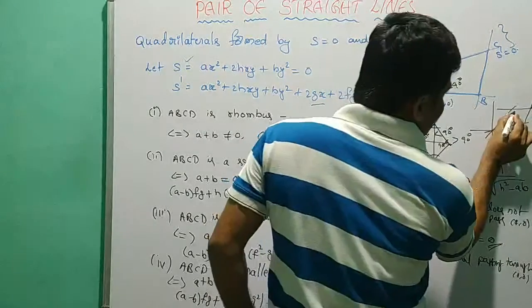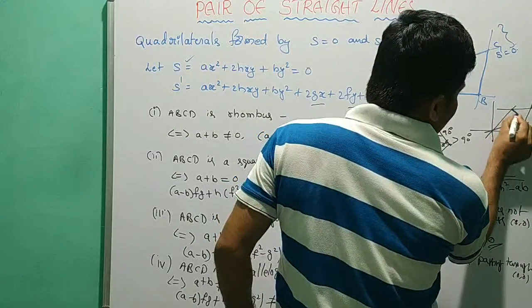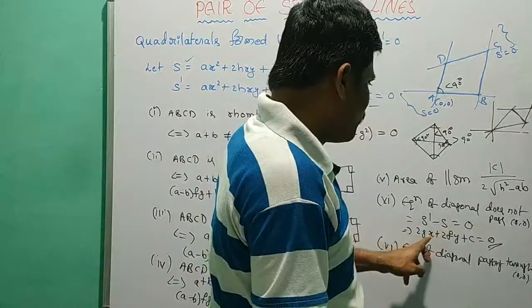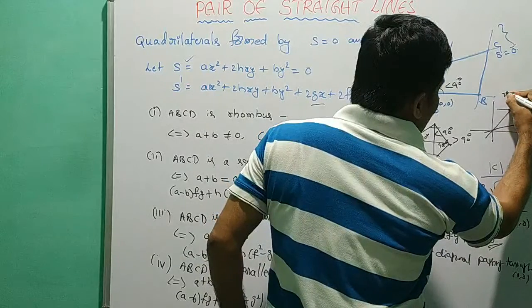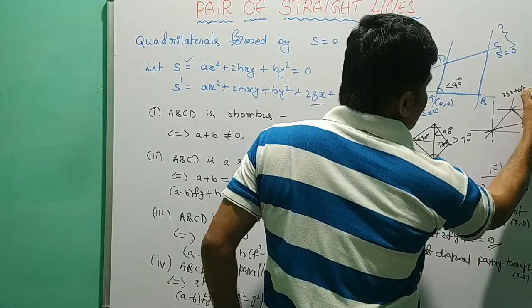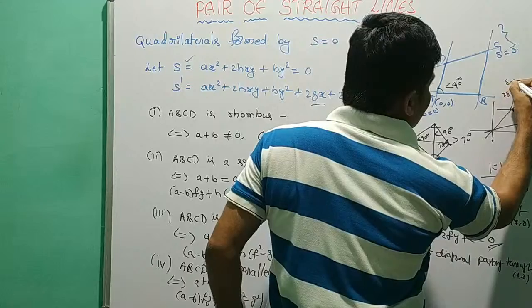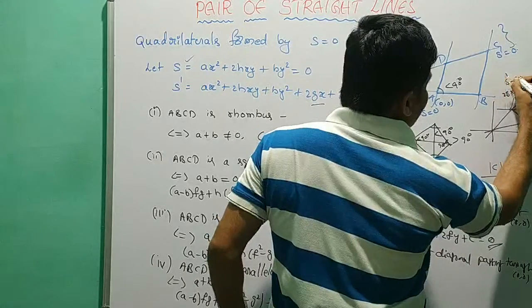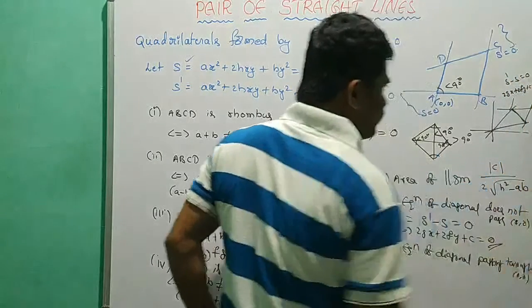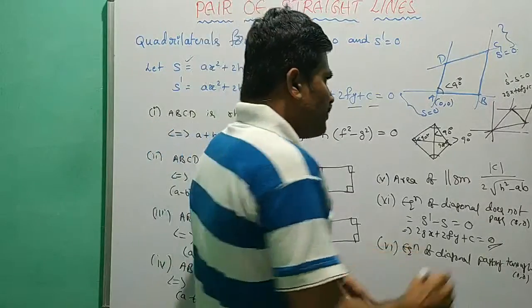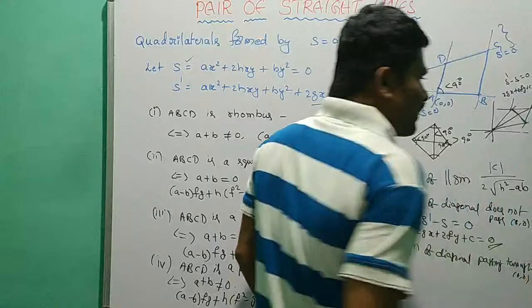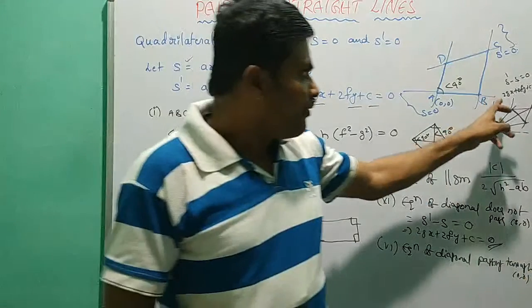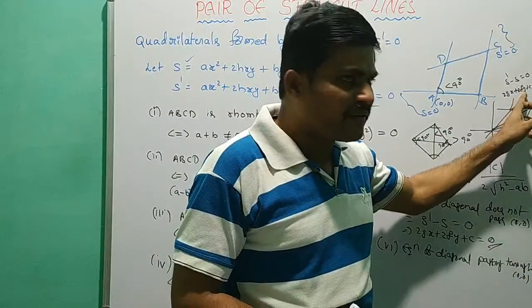So the equation of the diagonal that does not pass through the origin is 2gx plus 2fy plus c equals 0. So this is 2gx plus 2fy equal to 0. That means S minus S dash equal to 0. Here another diagonal is also there. In any quadrilateral, diagonals are there. The first diagonal does not pass through the origin.